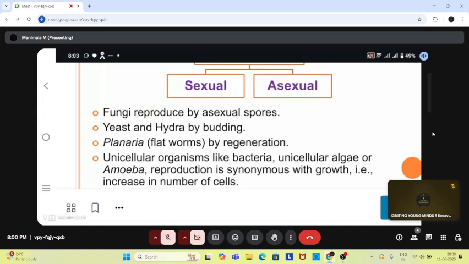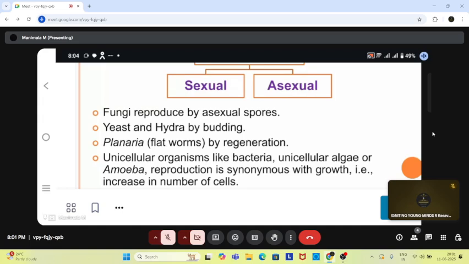Fragmentation means that when the organism gets mature, the body will be divided into two or more parts. Each part is called a fragment. Later, each fragment grows into a new individual, which takes place in Spirogyra.